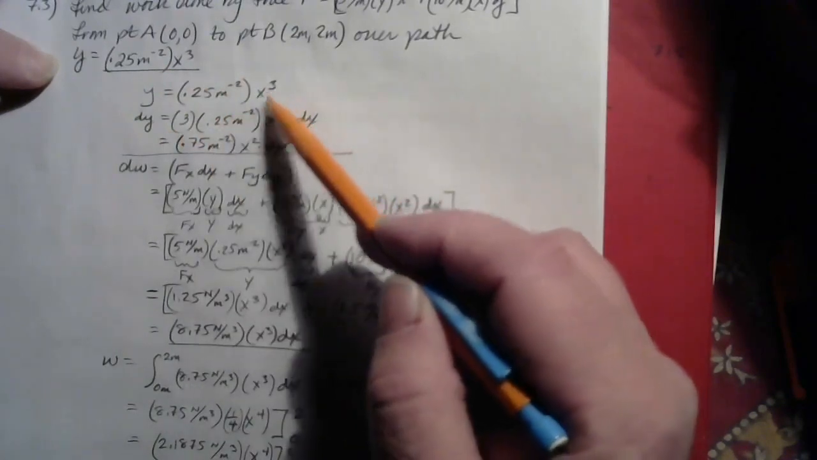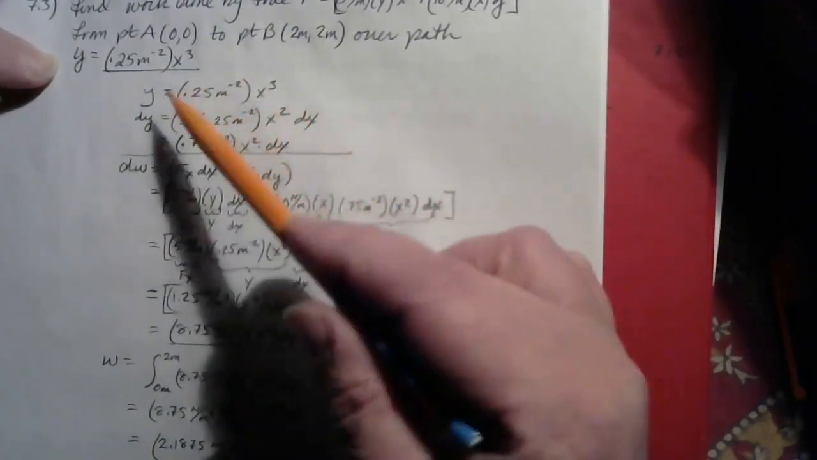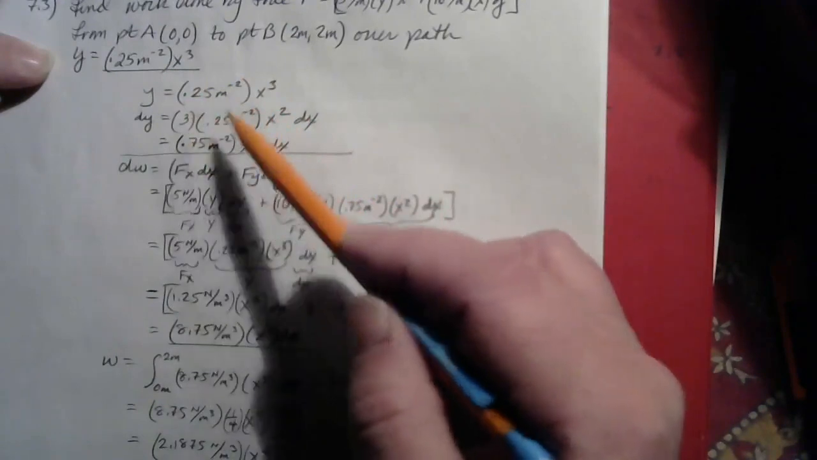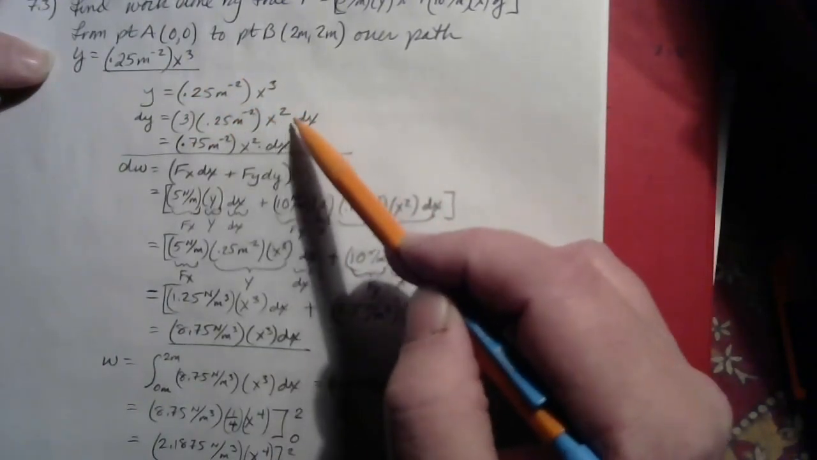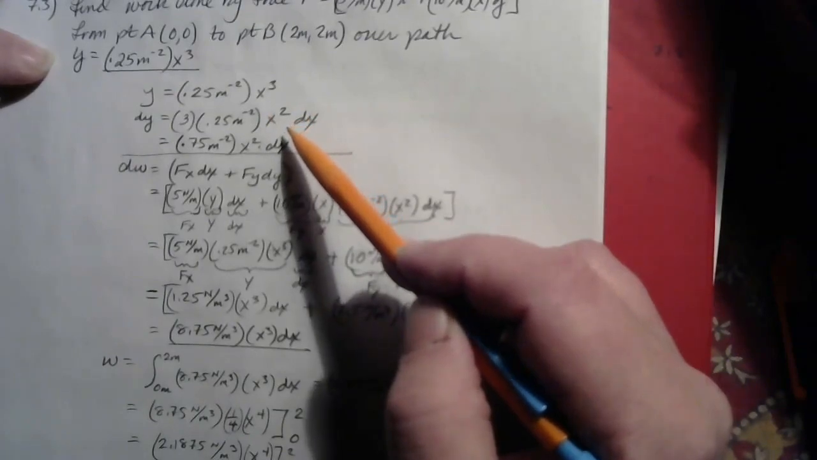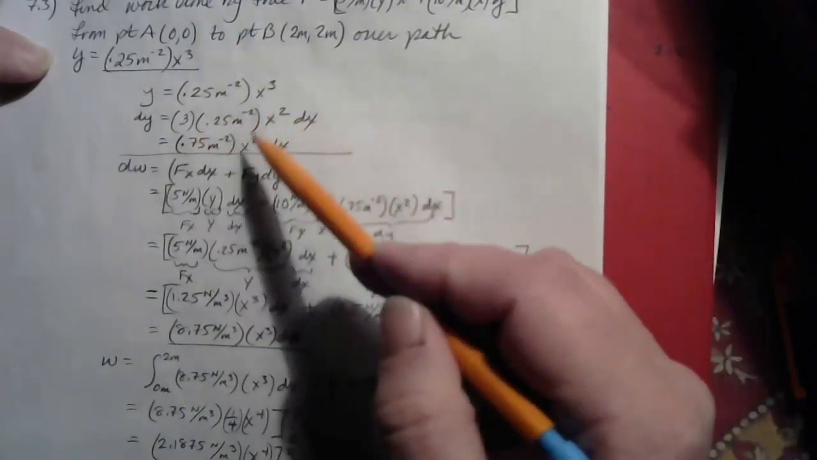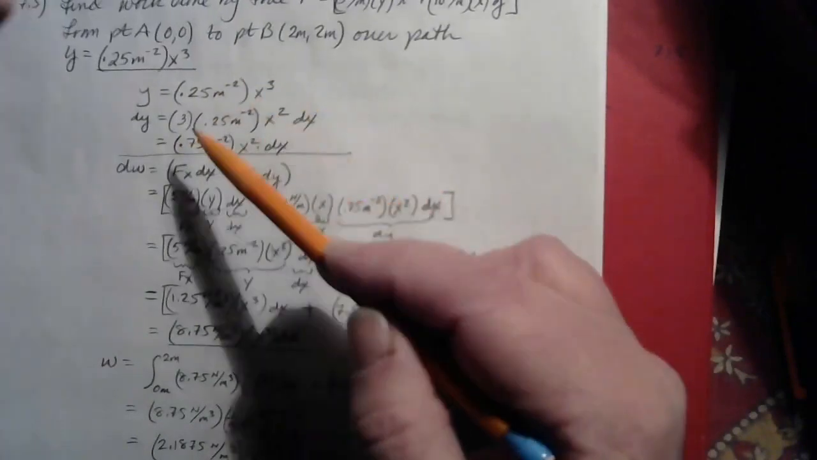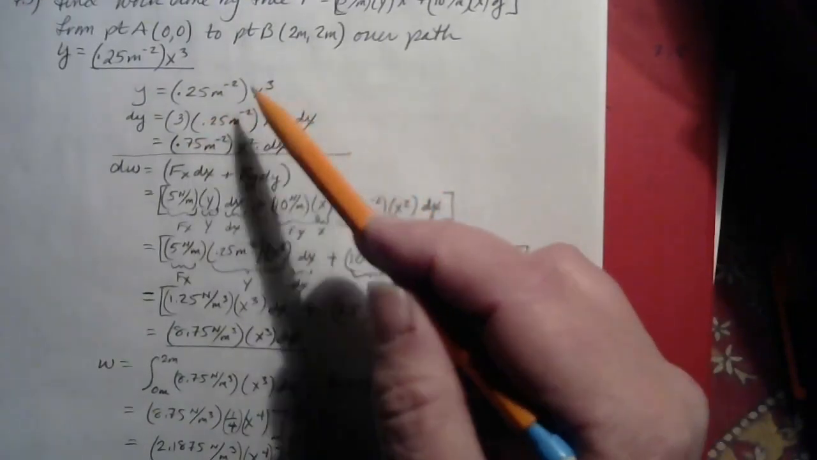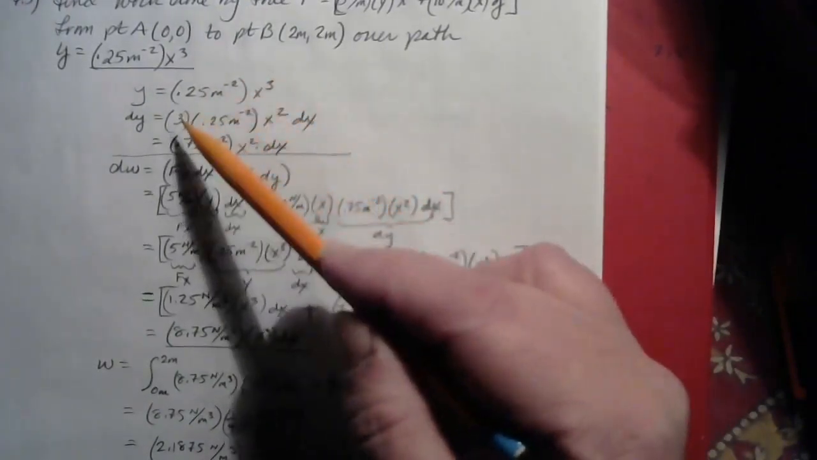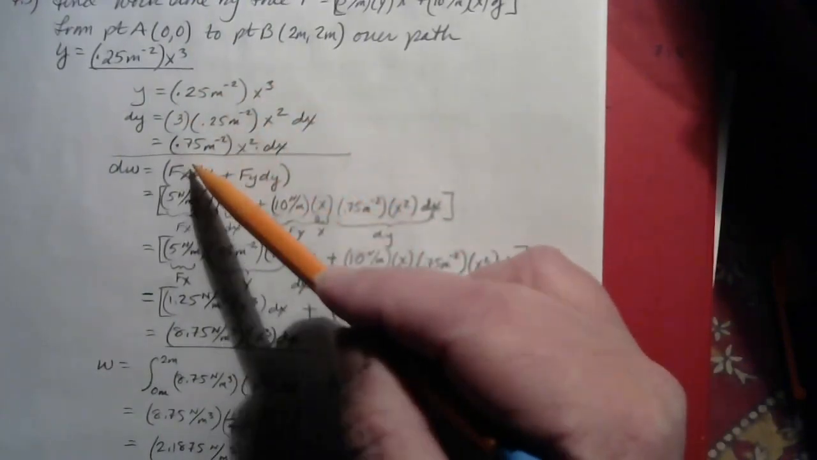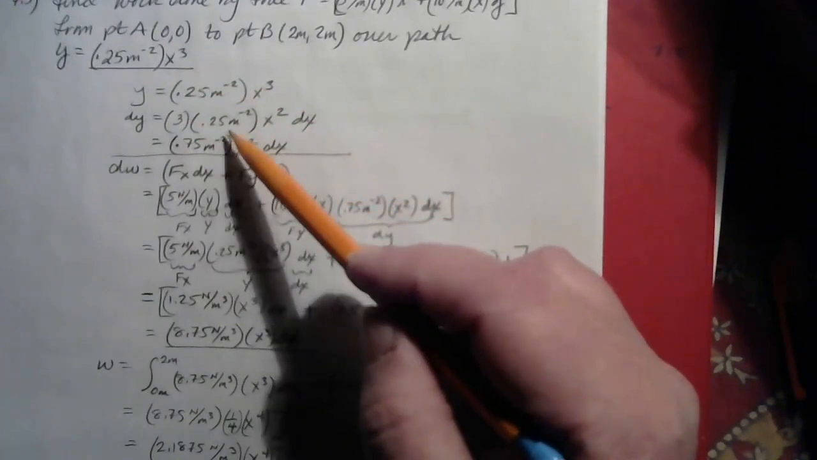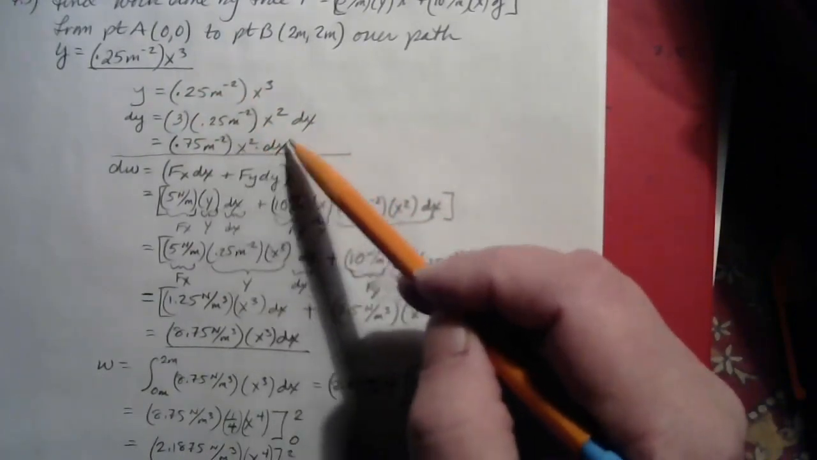That was given. That means dy must be the derivative of this, which would be 3 times 0.25 meters to the minus 2 times x squared. You multiply by the current exponent and then reduce the exponent by 1. And that's 0.75 meters to the minus 2 times x squared dx.